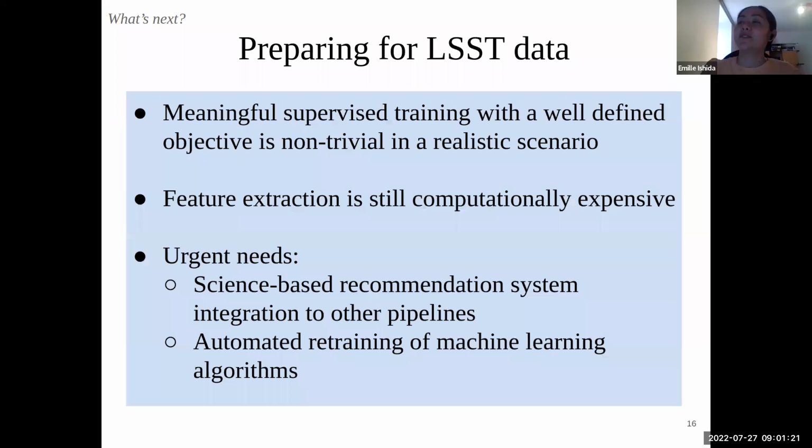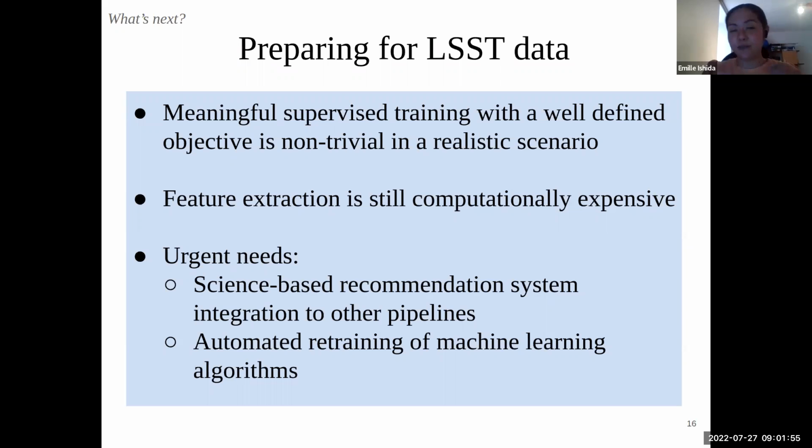So what is next for this? I think that from this part, the thing that I wanted you to remember is that meaningful supervised training, even with a well-defined objective, as is the case for supernova photometric cosmology, which is a very clear binary classification exercise with a very clear final cosmological result, is non-trivial in a realistic scenario, and you have to be careful about that. Feature extraction is still a problem.